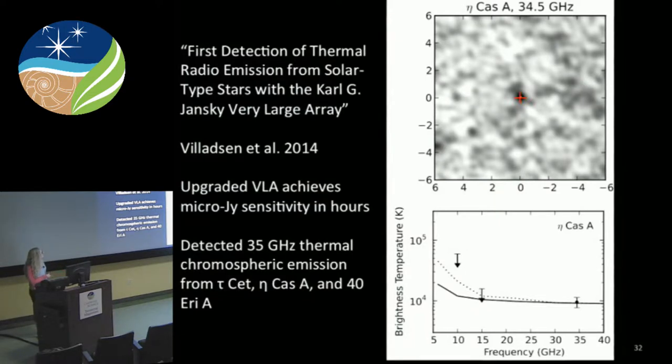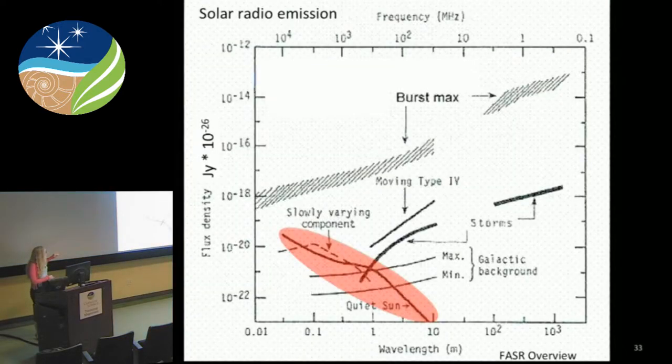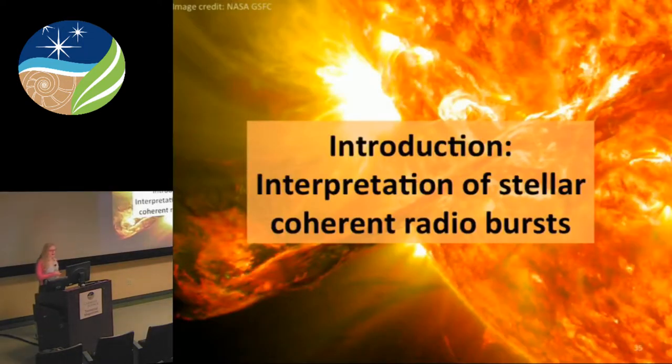And so here's a nearby star, Eta Cassiopeiae, which I observed at 35 gigahertz and detected. So we are getting to the point where we have the sensitivities to detect the quiet emission from these stars. So if we can start to detect this, it's pretty promising that we can now detect these. And that's what I spend most of my time going after.